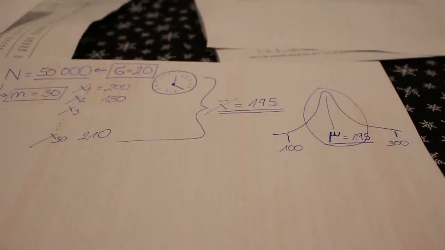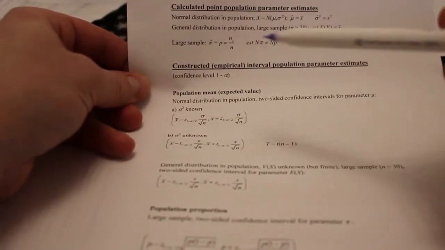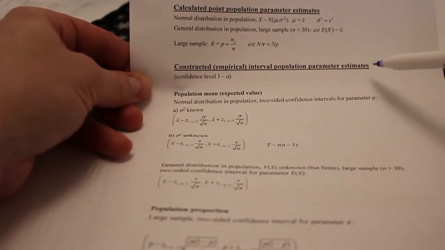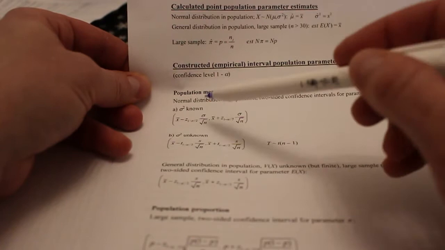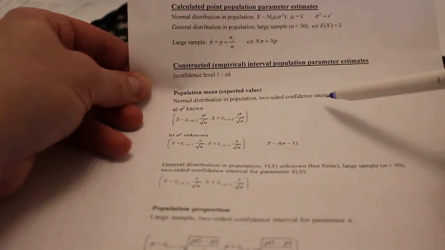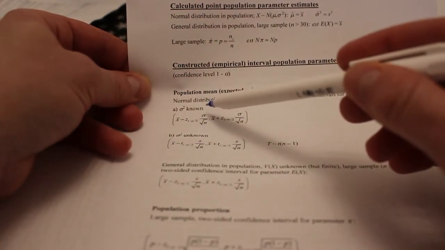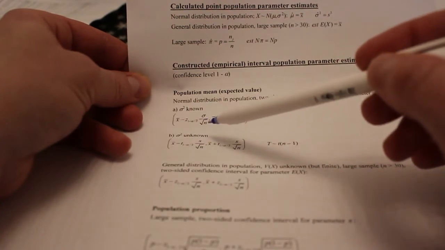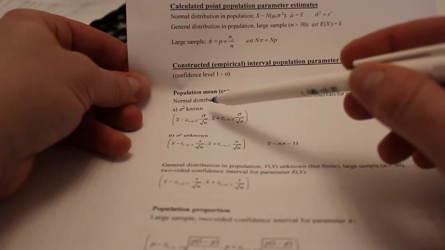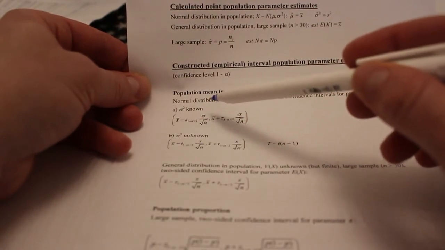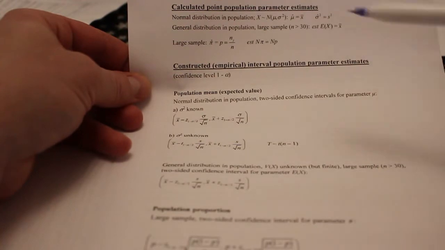So I will check your formulas, and there is a section on constructing empirical intervals: population parameter estimates, population mean, expected value. This is our situation: normal distribution in population, two-sided confidence intervals for parameter mu. You can see there is written sigma squared known, sigma squared unknown. In our situation, the variance or the standard deviation sigma is known in the population. So I will use this first formula.